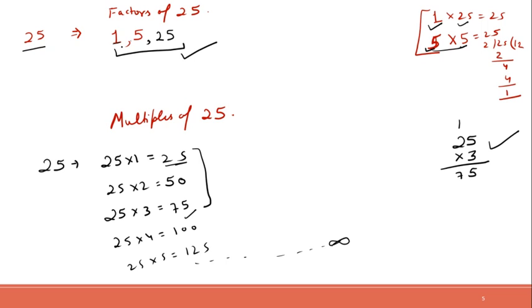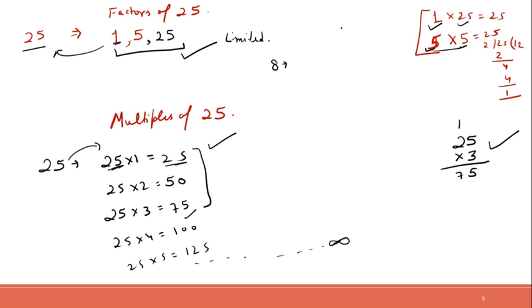The factors are the numbers which can divide this number exactly, and multiples are only the number multiplied with any whole number. Got it? So I can say that multiples will be endless. We can write as many multiples as we want, but the factors are limited, right? Limited. Got it?